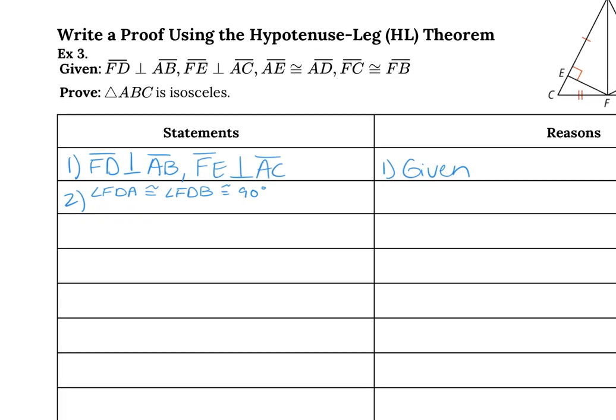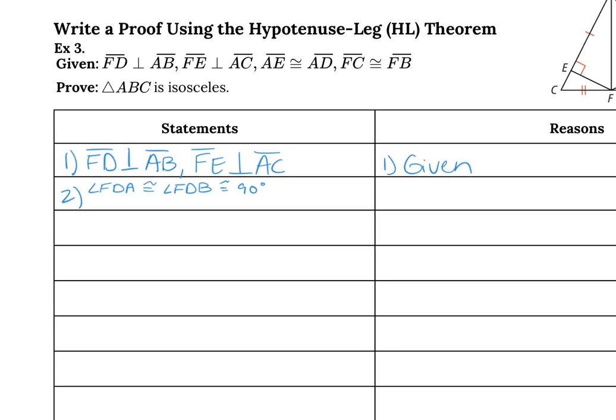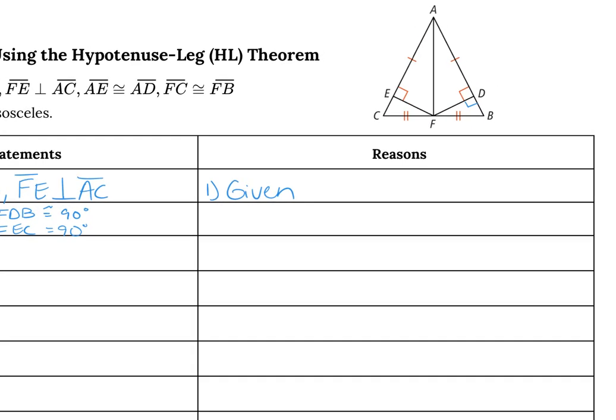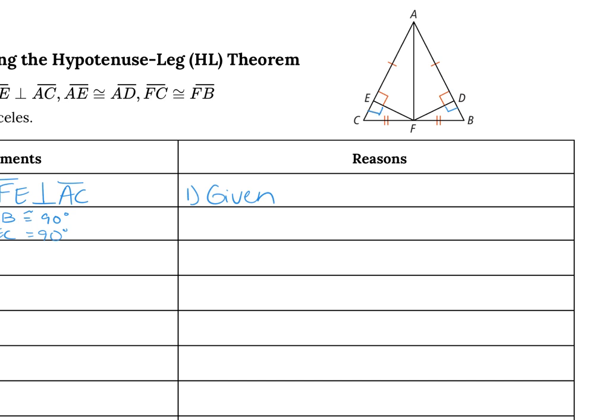And then similarly, the right angle is on the opposite side. So angle FEC would be congruent and equal to angle FEA, I messed up that last one. FEA is congruent to angle FEC, which would be 90 degrees. And that would be through our definition of perpendiculars.